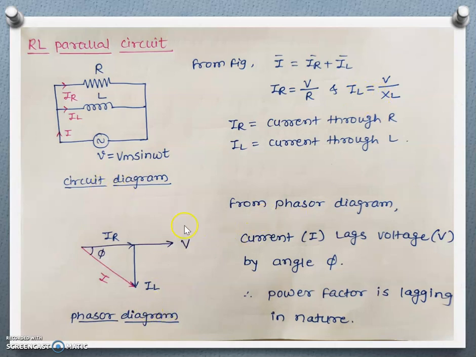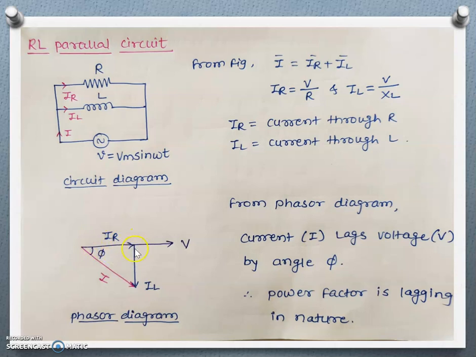Now let's draw the phasor diagram. Here this is the parallel circuit. For R and L the voltage is common, so voltage is taken as the reference vector and it is drawn horizontally, from this point to this point. This is the voltage V, the reference vector. In the case of R, the voltage across the resistor V and the current through the resistor IR are in phase with each other. So IR can be drawn with less length in the same line.